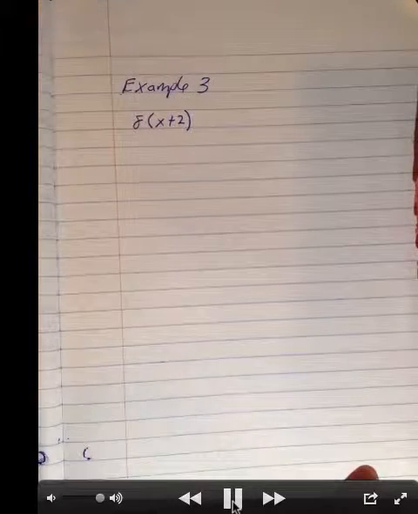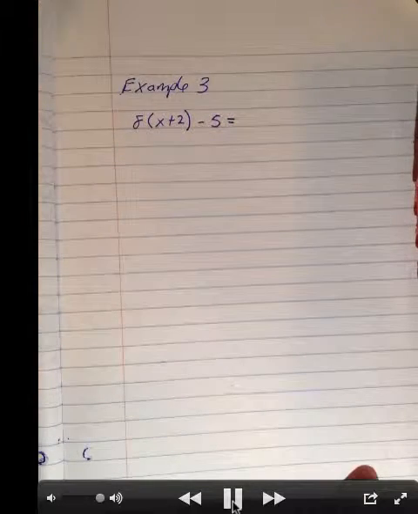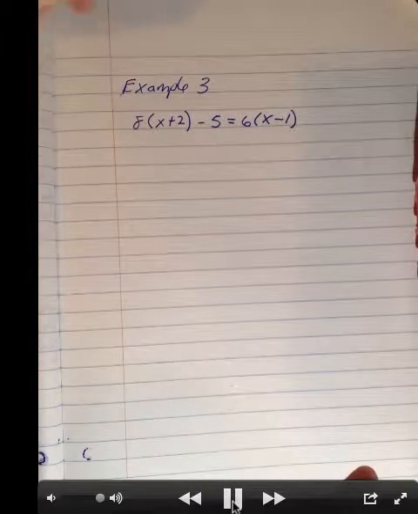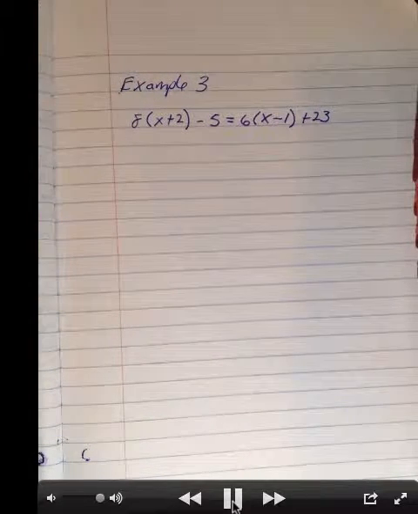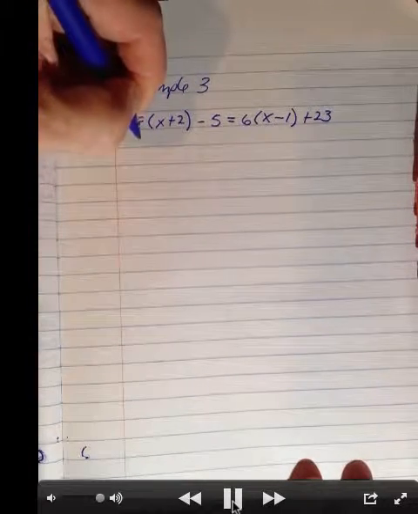Okay, example 3. Eight times the parentheses x plus 2, minus 5 on one side, equals 6 times the parentheses x minus 1, plus 23 on the other side. So we have some work to do.